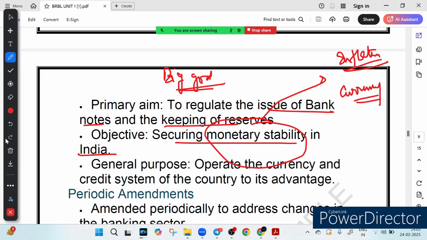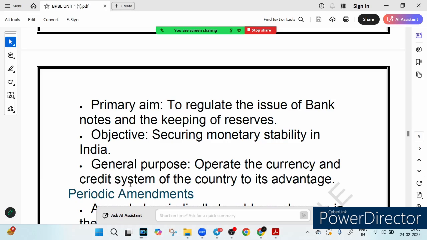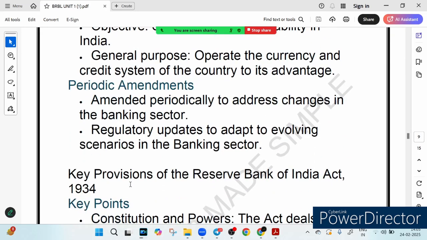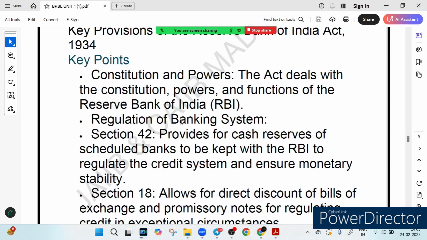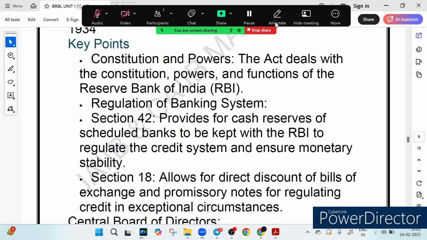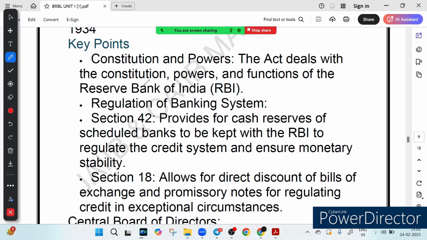Now let's talk about the key highlights of the RBI Act. So now let's zoom into some key provisions of this act that are super important for understanding how RBI functions. So the first is the constitution and power of RBI. The act lays down how RBI is set up, its powers and what it can do. It is like a blueprint for how RBI operates.